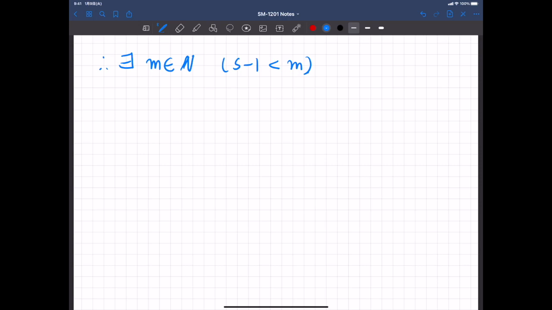Okay. So, but this means s is less than m plus 1. Okay. However, m plus 1 is a natural number because m is a natural number, so m plus 1 is a natural number.